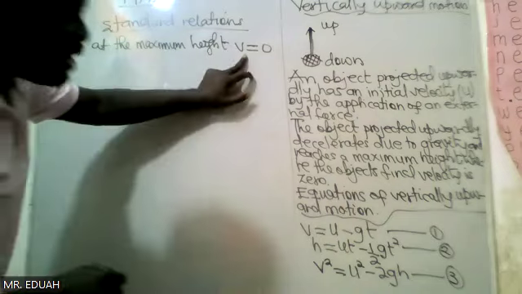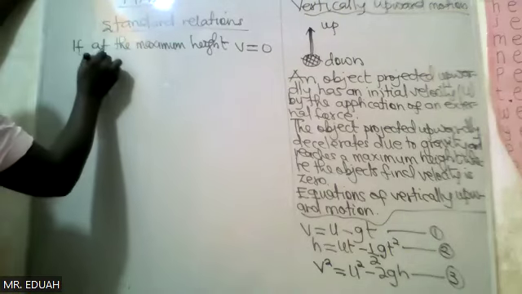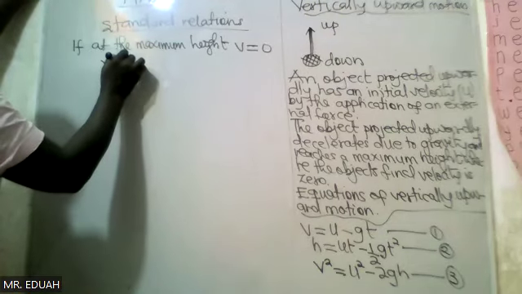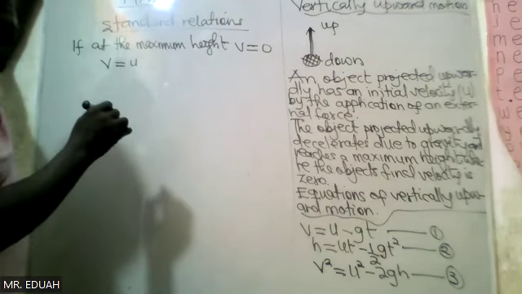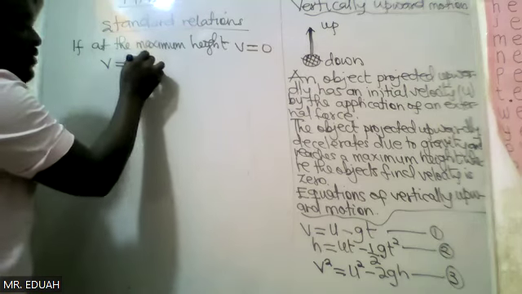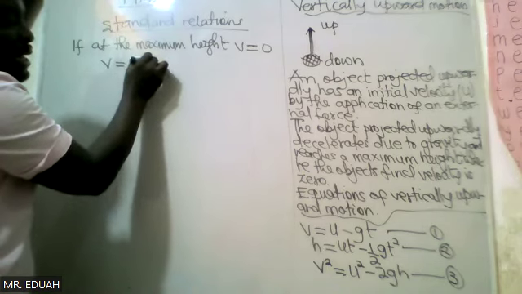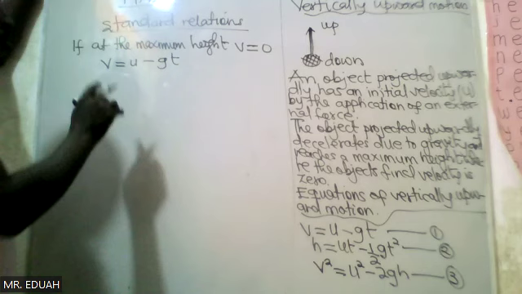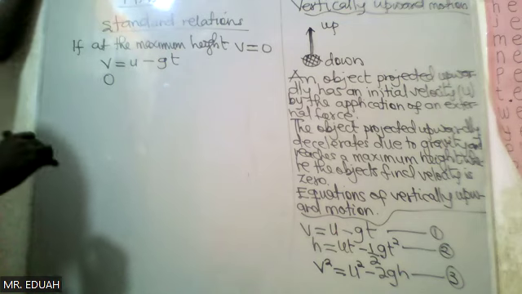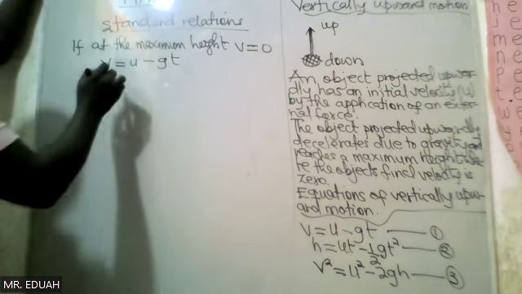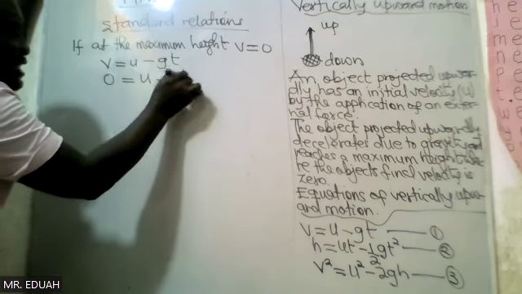If v is equal to 0 at the maximum height, then when you use equation 1, v is equal to u minus gt. At the maximum height, v is 0. So when you put 0 here, it means we have reached the maximum height. You have 0 equals u minus gt.